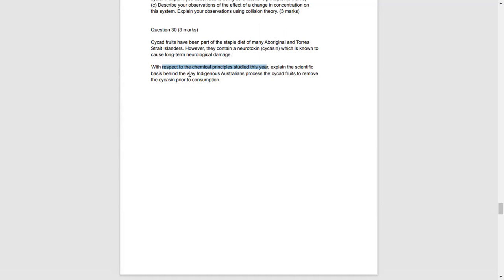You want to explain the scientific basis in the way Indigenous Australians process the cyan fruit to remove the psychosin prior to consumption, which is toxic. So we need to refer to the fact that this is soluble in water, and we can refer to its polar nature for that. Now, it's not particularly soluble, and you also need to talk about the processes.